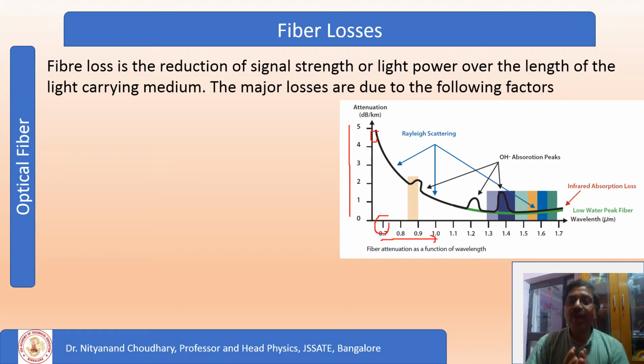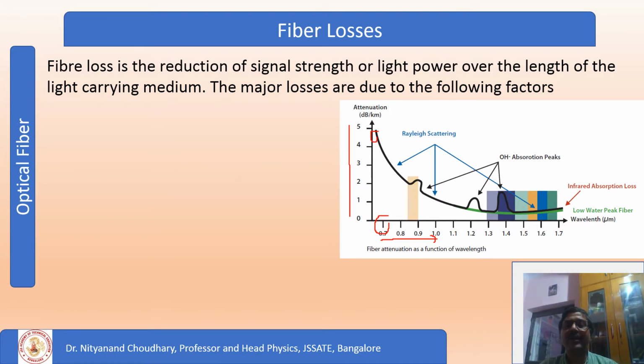So what type of wave are we going to use to carry the signals? What is the wavelength of the light that we have chosen? Naturally your loss will also depend upon that. Now I have also taken other factors, like here I have written OH absorption peak. What does OH absorption peak mean?